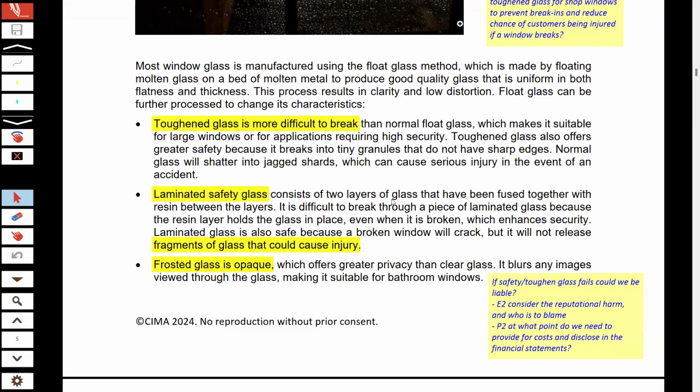Now, laminated glass is another variation again. This is where we've got two layers of glass, and between them a layer of resin. So that makes this type of double glazed unit incredibly stronger. Security wise, much harder to break. And again, safety wise, if it is broken, the glass actually stays stuck together because of the resin. So again, very good for safety.